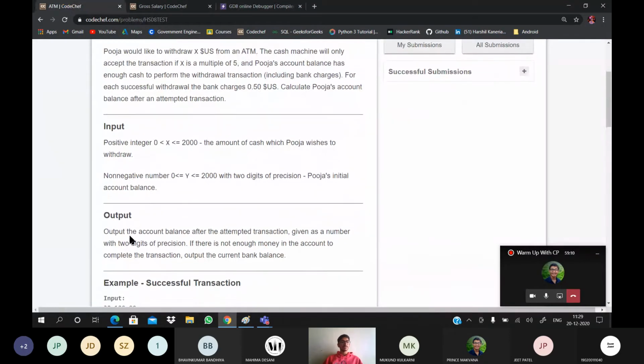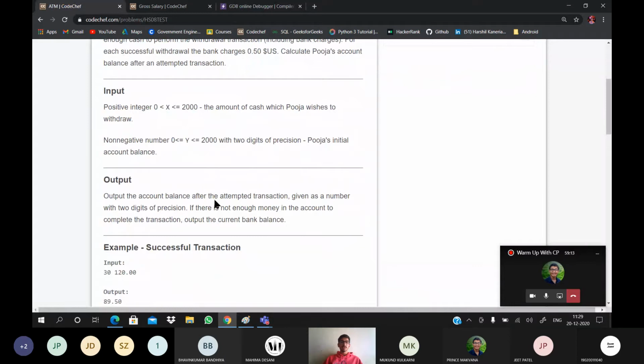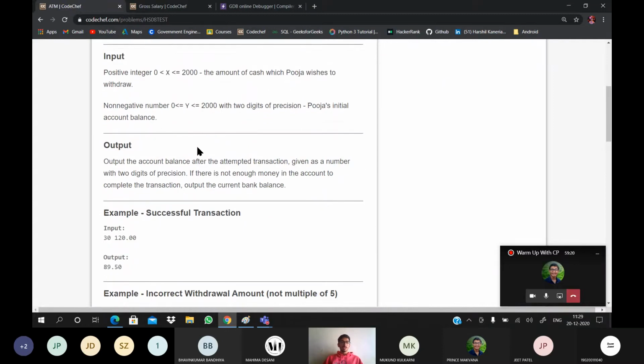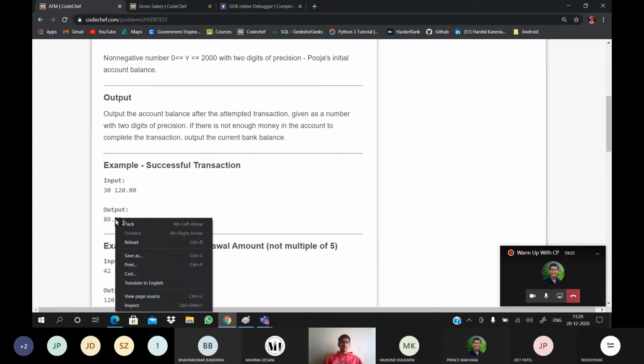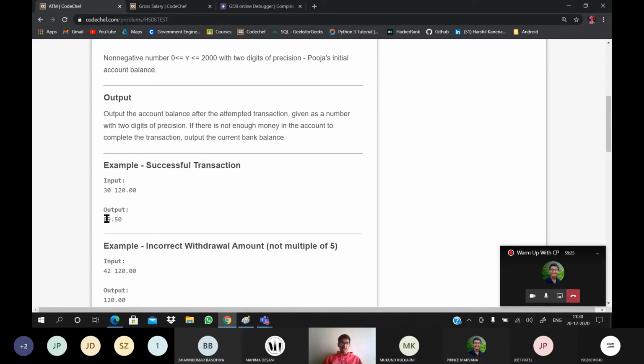Now we already saw the input, so let us see the output. The output is the account balance after the attempted transaction, given as a number with 2 digits of precision. So our output must be a float value. Let us take an example. If Pooja wants to withdraw 30 US dollar and her initial balance was 120 US dollar, then our output should be 89.5.